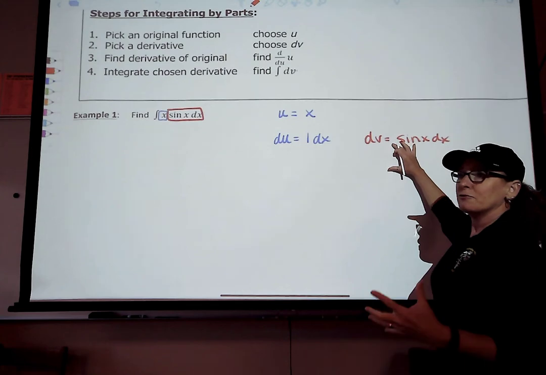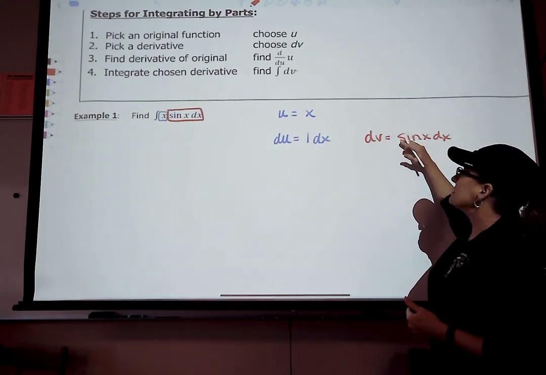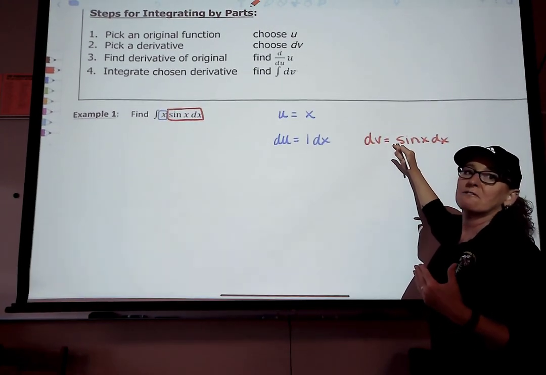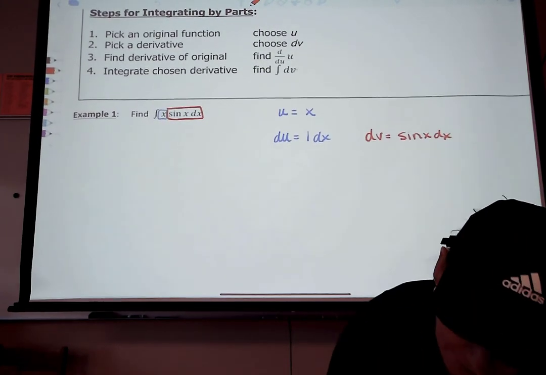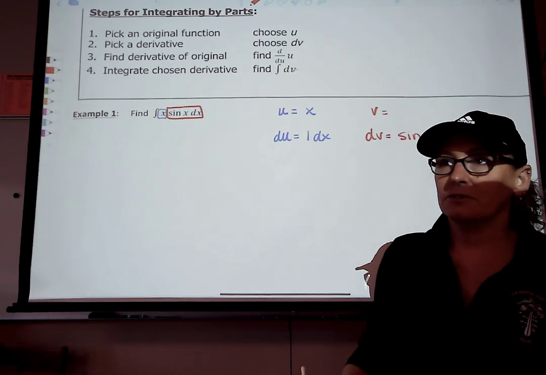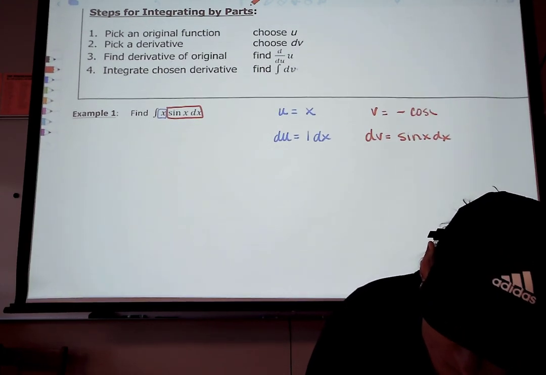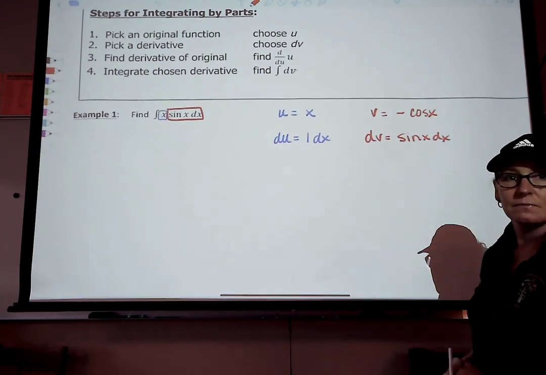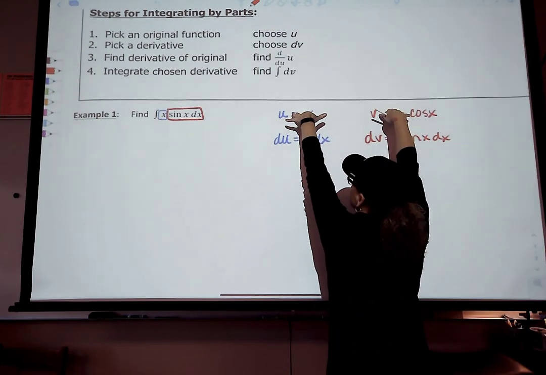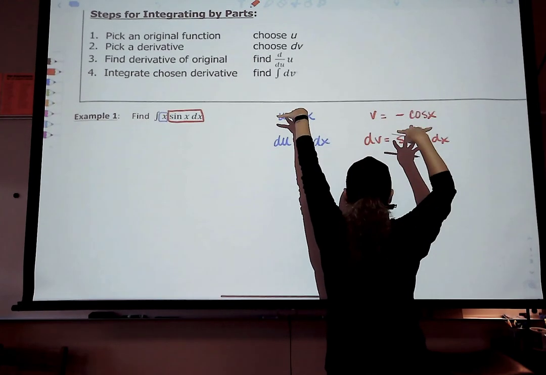Whatever you have for dv should be easy to integrate. So if this is the derivative of v, what would v have been? Let's see, derivative of cosine is sine. I think it would have been negative cosine. Right? So I finished out the rectangle. I've got my originals up here, my derivatives down here. I started with this one and this one.